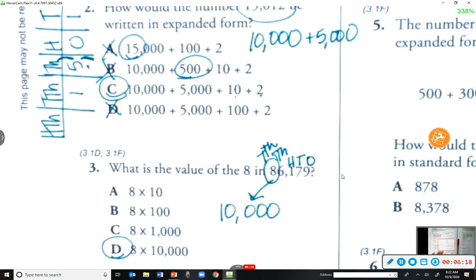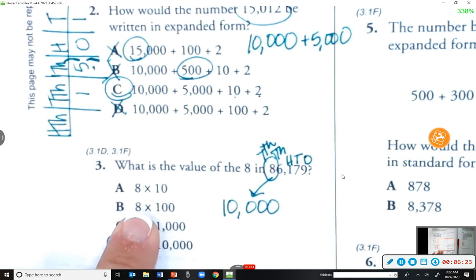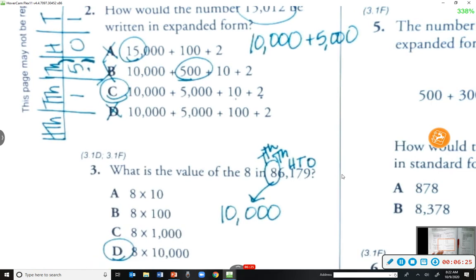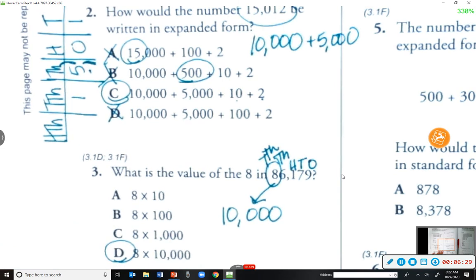No. Oh, the tens place. Good, Aaliyah. If it's 8 times 100, then the 8 would be where? In the hundreds place. If it's 8 times 1,000, then the 8 would be where? In the thousands place. Okay?